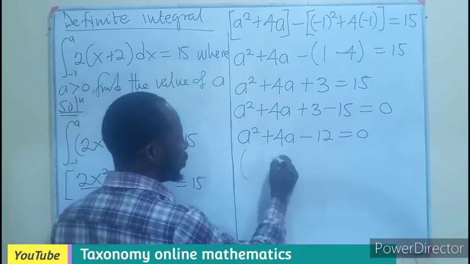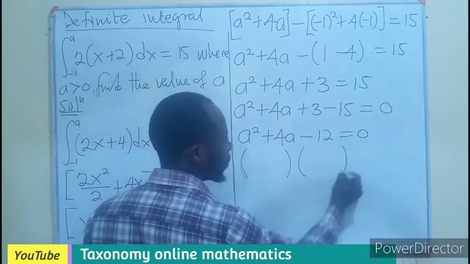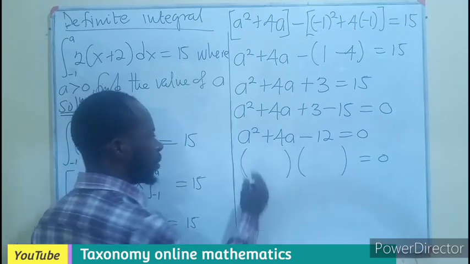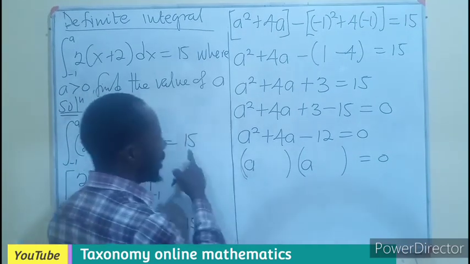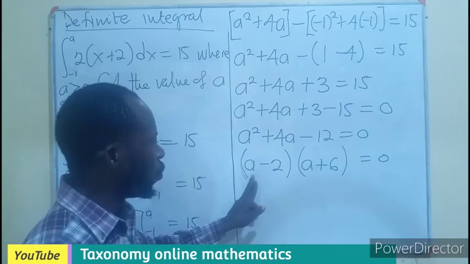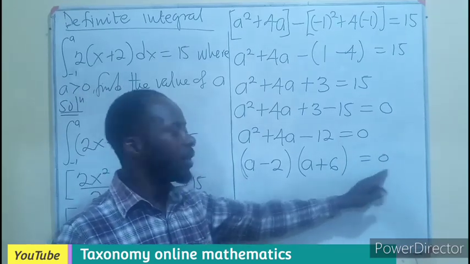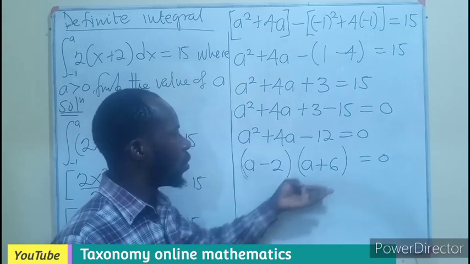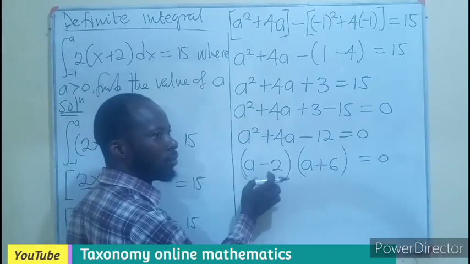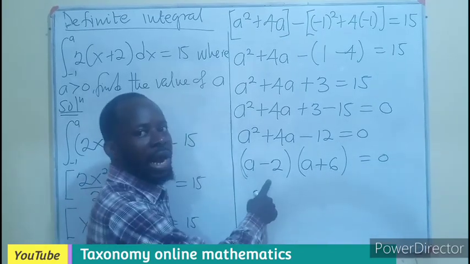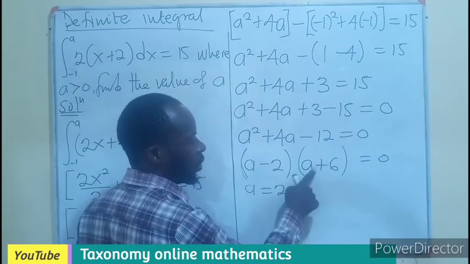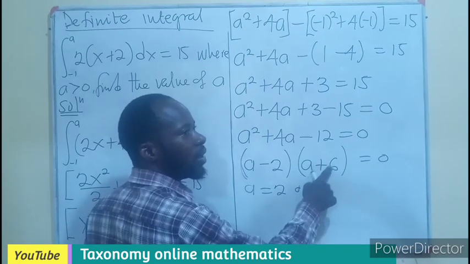So now we are going to introduce our answer into brackets. We know a squared is a times a. So I have a times a. The factors we have are -2 and positive 6. So if two brackets are multiplying and the result is 0, it means either this is equal to 0 or this is equal to 0. So if we equate this to 0, it becomes a minus 2 equals 0. Then you add 2 to both sides, meaning a is going to be equal to 2, or here a is going to be equal to minus 6.